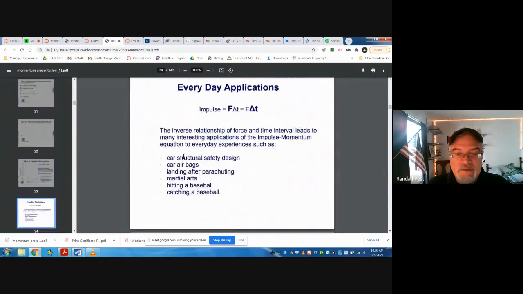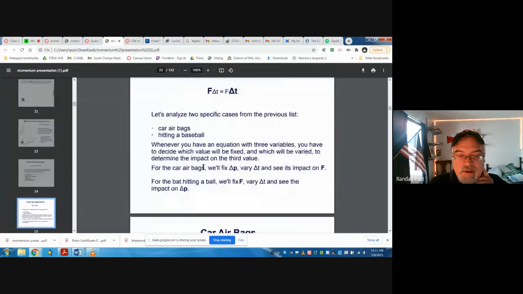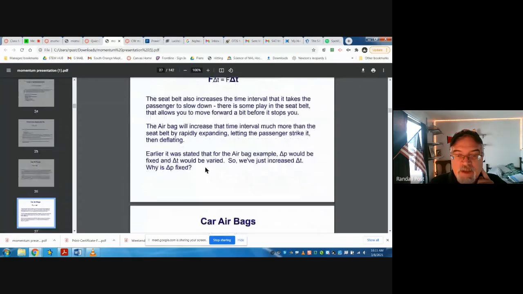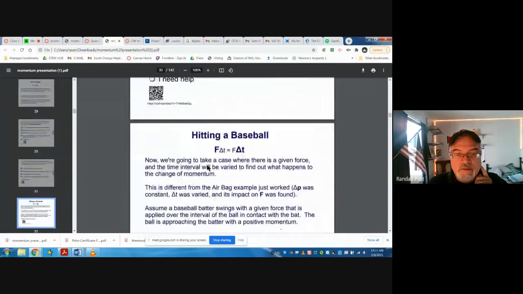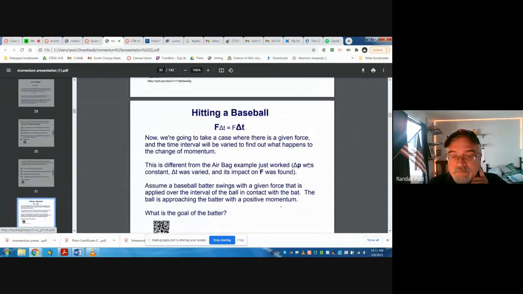And we talked about airbags. We're going to talk a little bit about a bat hitting a baseball. In a few more slides, we're going to get to that. So I'm going to skip over the airbags because we kind of talked about that. Okay, so hitting a baseball. Well, there's going to be a given force and a time interval where the ball is in contact with the bat.